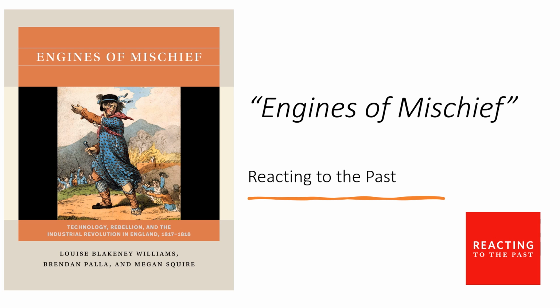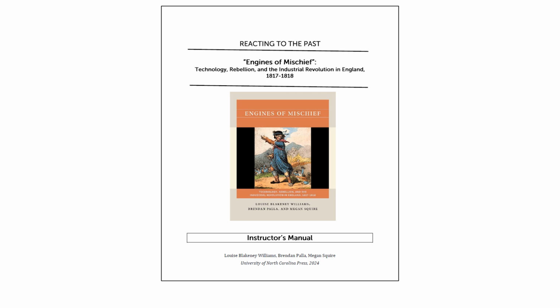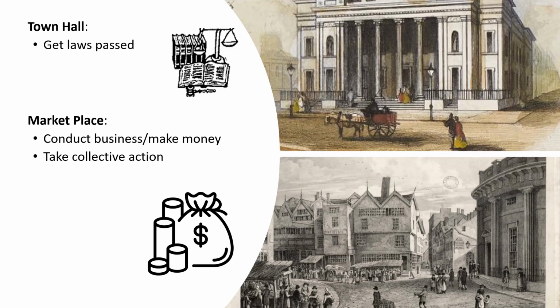This video is the third in a three-part series intended to help instructors understand the game. It is a further explanation of the accounting that students must do in the marketplace section of the game. More information about the game and about everything in these videos can be found in the instructor's manual on the Reacting to the Past Consortium website.